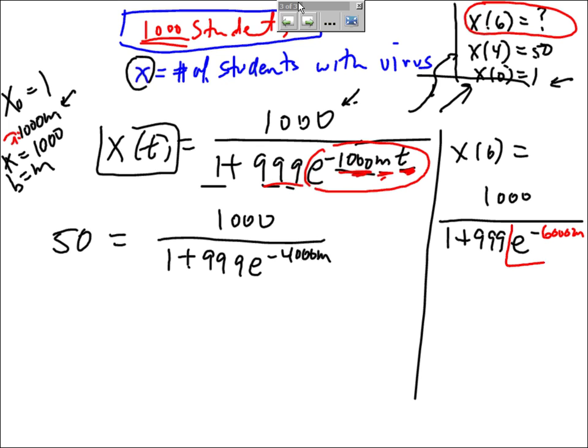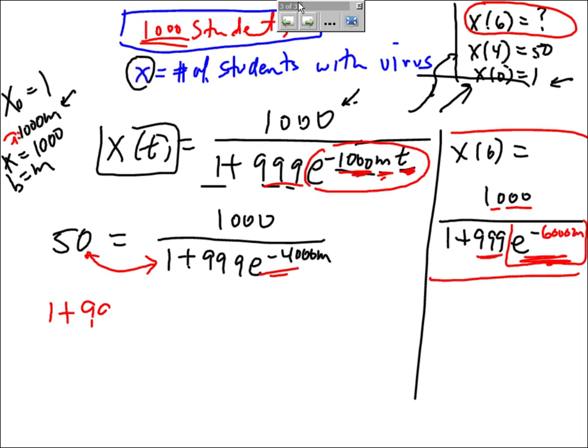So I really want to know what that is. If I can figure out what that is, then I just do 1,000 over 1 plus 999 times that number. I will interchange those two because my unknown term is down here. So I have 1 plus 999 e to the negative 4,000m is 1,000 over 50.